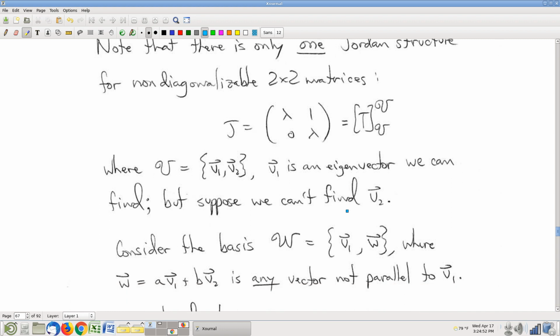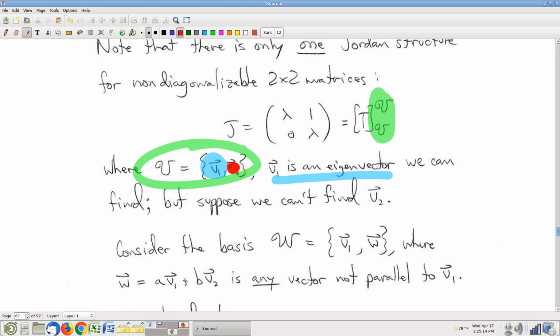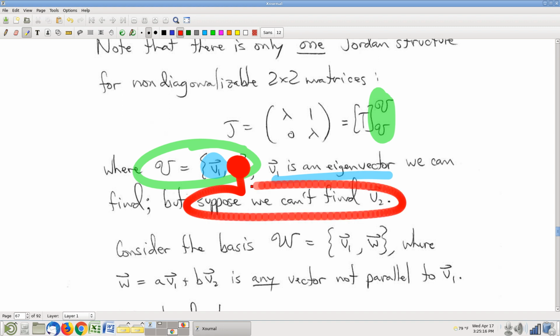Now don't forget this basis here, the V basis that we're using. This first vector is an eigenvector. That we know, and we know how to find eigenvectors. So we have found half of our Jordan basis. Okay. This other vector, okay, yeah, that's the problem. That's the vector we don't know how to find.